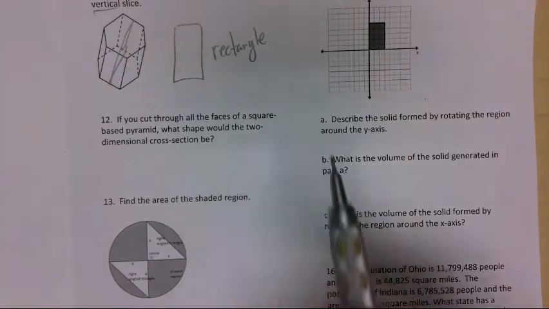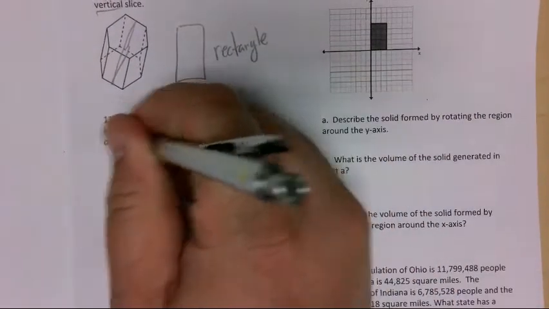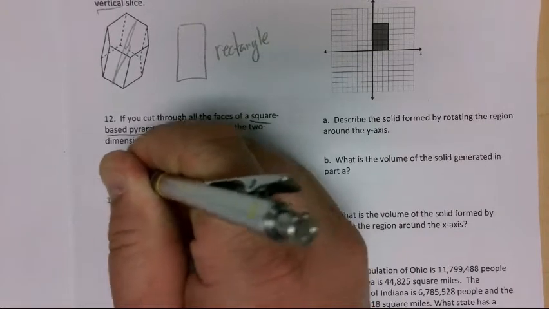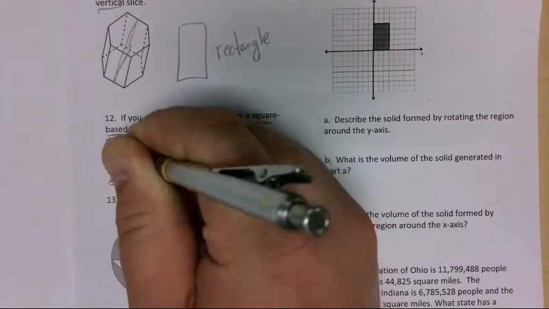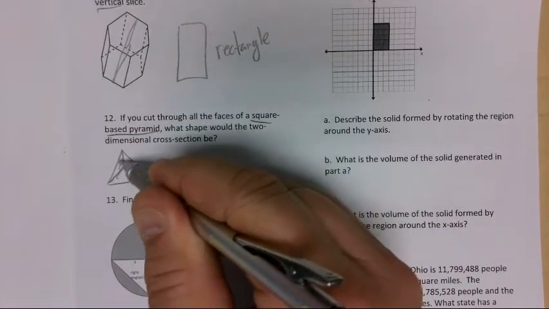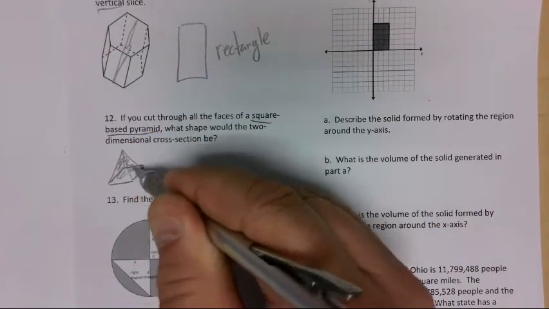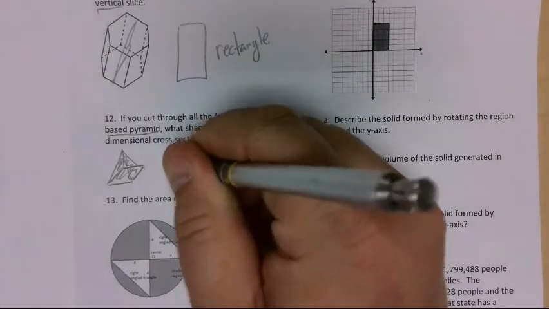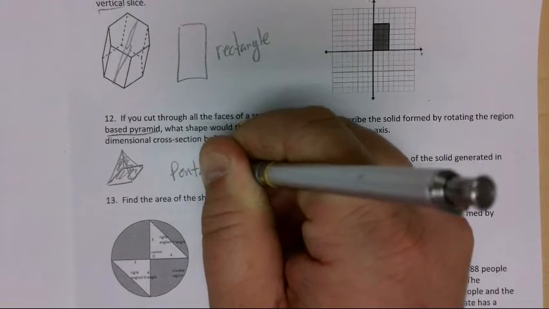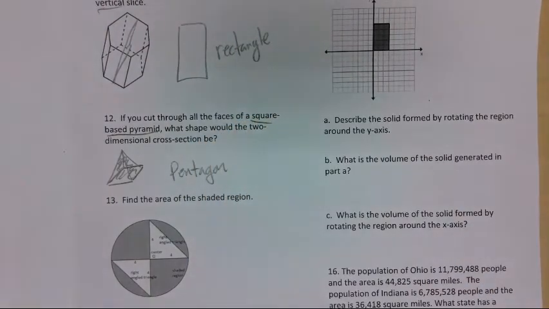Okay, if you cut through all the faces of a square-based pyramid, a square-based pyramid has a square as a base, and then it goes up like that. Well, it's got 1, 2, 3, 4, 5 faces, and if you cut through all 5 of them, that makes a 5-sided shape, and a 5-sided shape is called a pentagon.